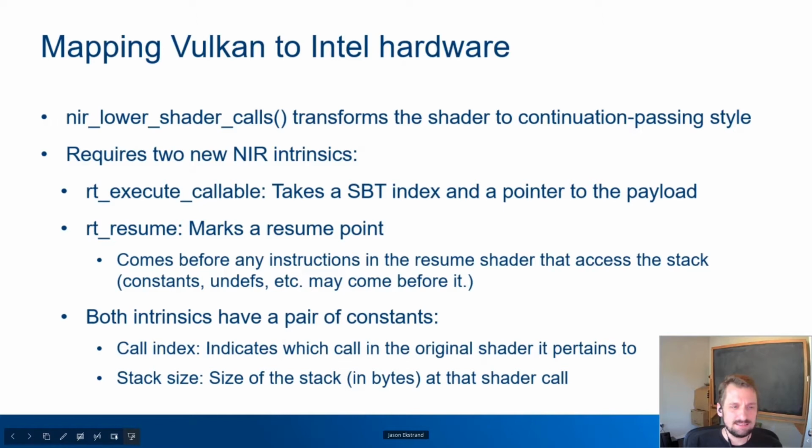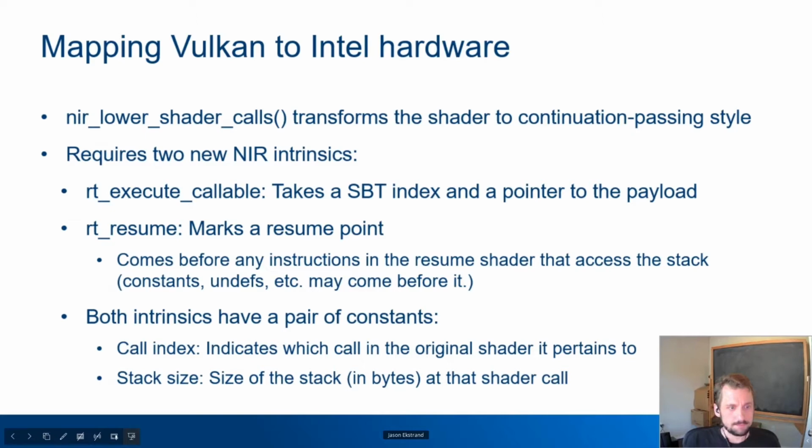Both intrinsics have a pair of constants associated with them. A call index, which is the call in the original shader that this pertains to, and a stack size, which is the stack size of the stack in bytes at that shader call. And these are important because when you have everything split into 16 different shaders, because you've got a bunch of different calls at different points, having this call index helps you track which thing goes where. And the stack size is useful for the push and pop operations. The input of nir_lower_shader_calls is a single NIR shader. The output is as many NIR shaders as is required for the function call and return handling.